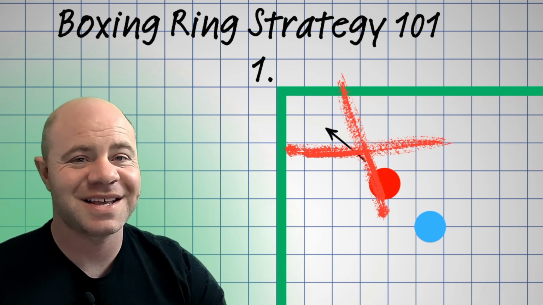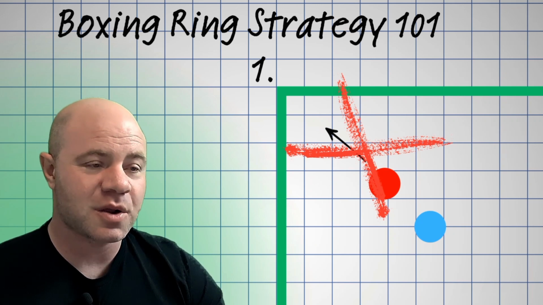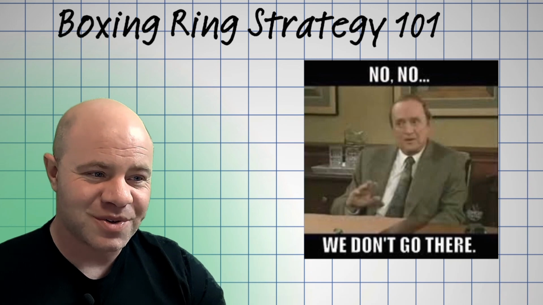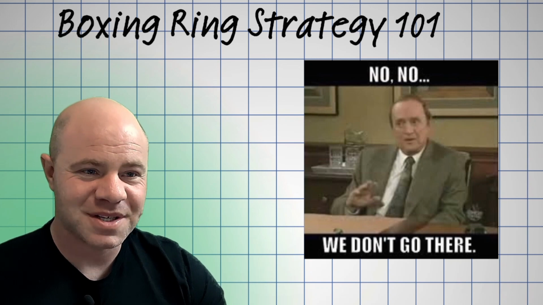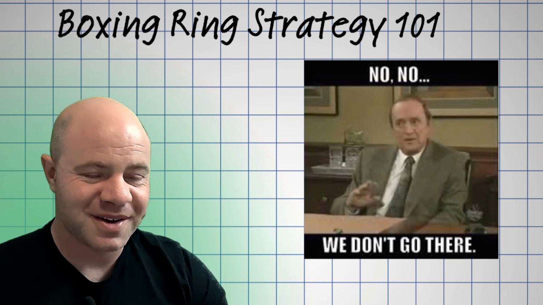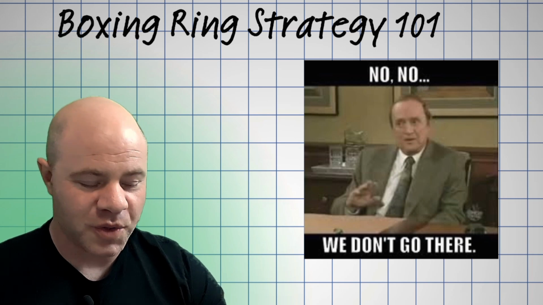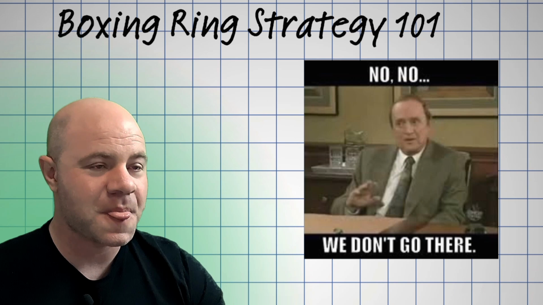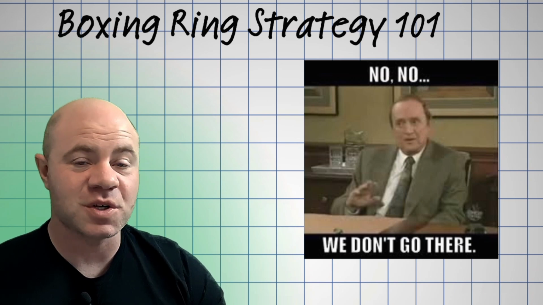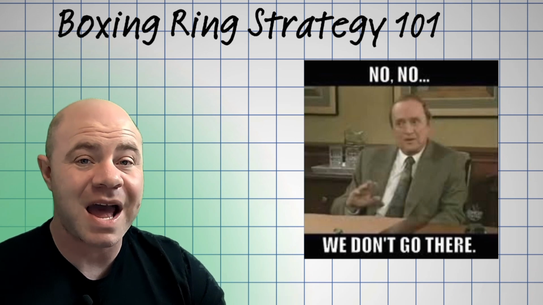So the first tactic for not going into corners is don't go into corners. No, we don't go there. Just make it a thing. Whenever you spar, anything else, don't go in the corner. And you can control it. You can control it with these other tactics, all right? But that's the first rule. Just don't make it a habit. I see guys make a habit of going into corners.